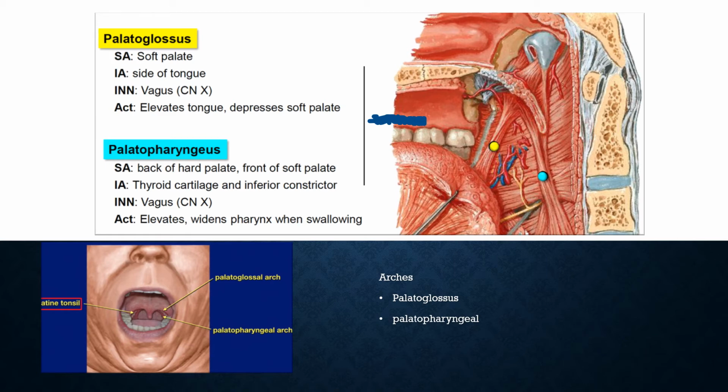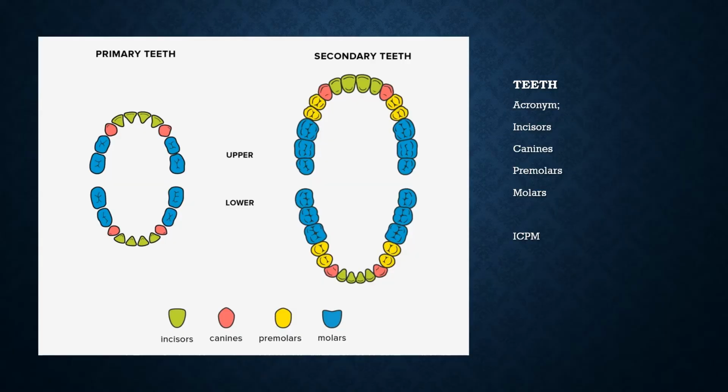And now the palatopharyngeal arch is the entry from the oral cavity into the throat, and this one is depicted in that light blue or teal. Also in the oral cavity are obviously teeth. Here I included a diagram of both the primary teeth and secondary teeth, and you'll see the distinction here is the inclusion and addition of premolars in the secondary teeth.